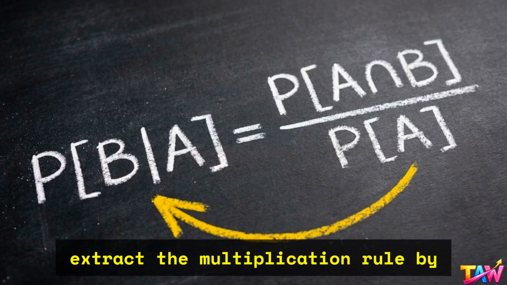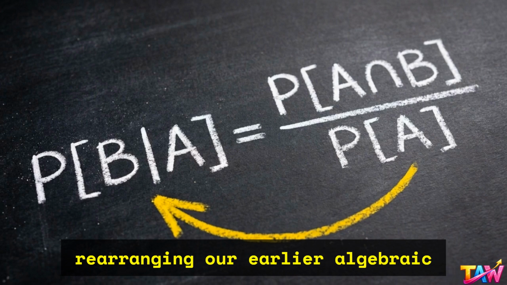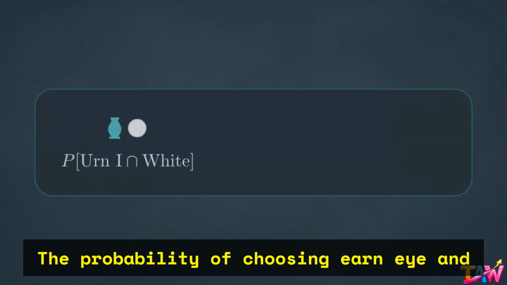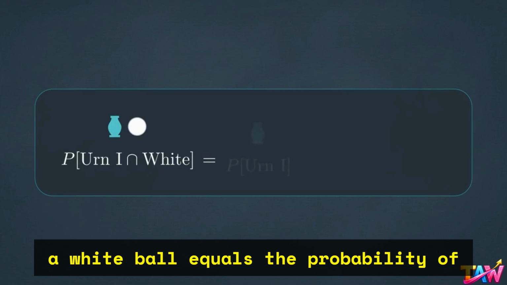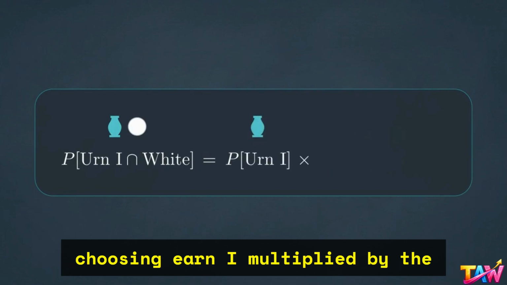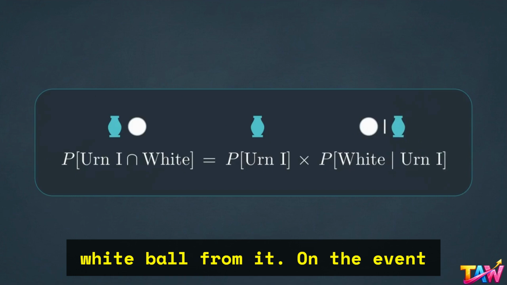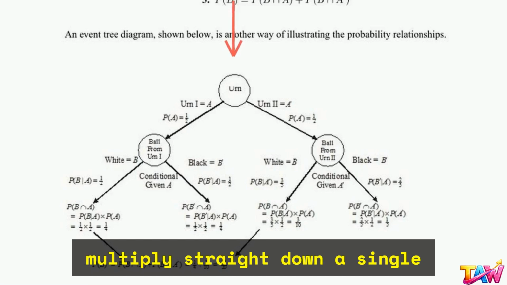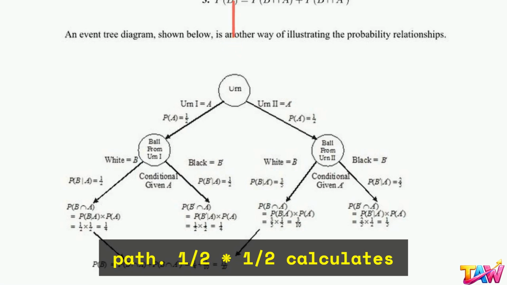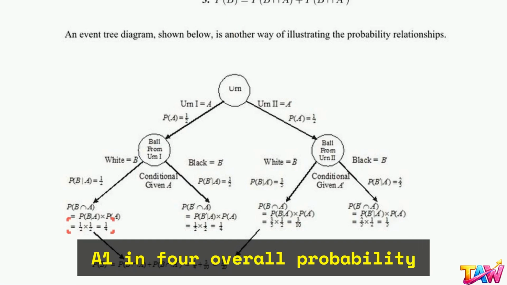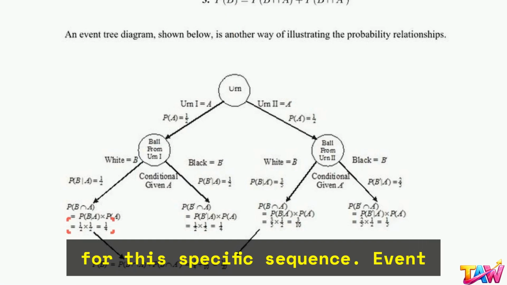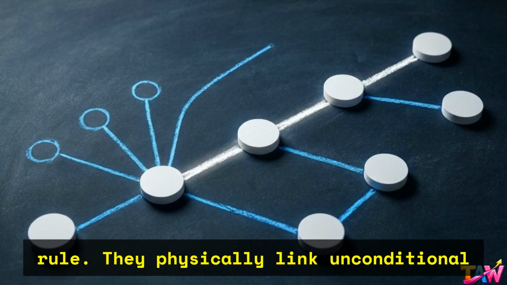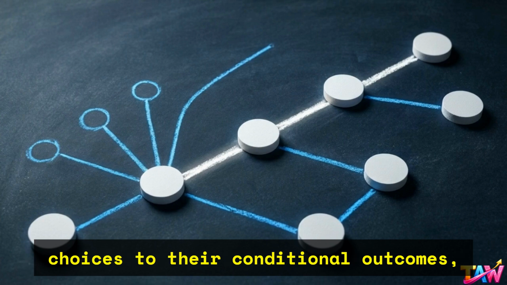We can extract the multiplication rule by rearranging our earlier algebraic fraction to solve for the intersection. The probability of choosing urn 1 and a white ball equals the probability of choosing urn 1 multiplied by the conditional probability of drawing a white ball from it. On the event tree, this is applied geometrically. We multiply straight down a single path. 1/2 multiplied by 1/2 calculates a 1 in 4 overall probability for this specific sequence. Event trees perfectly map the multiplication rule. They physically link unconditional choices to their conditional outcomes.